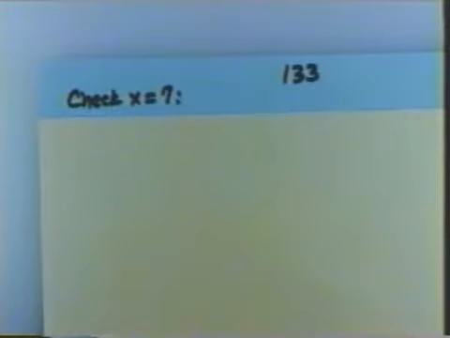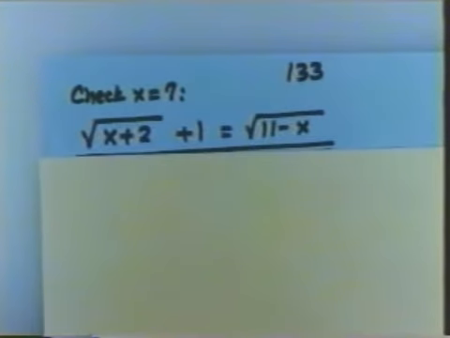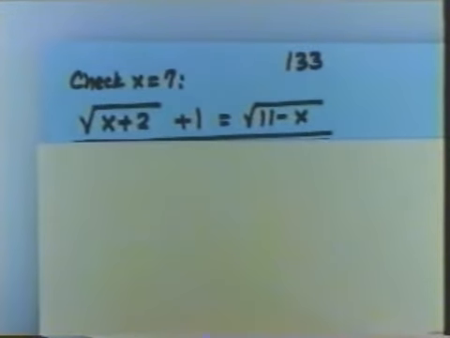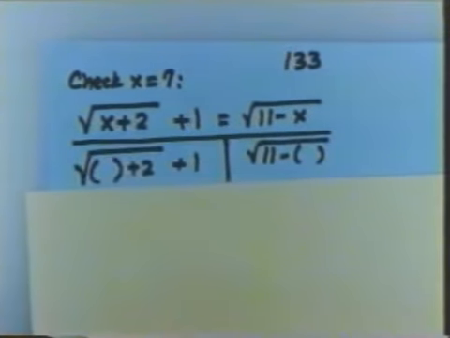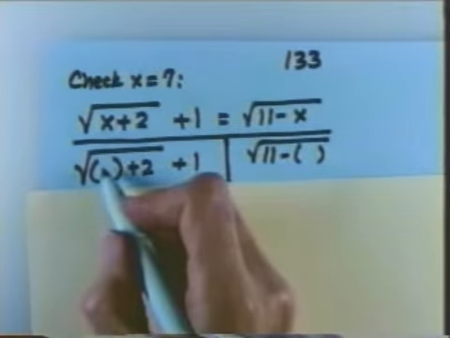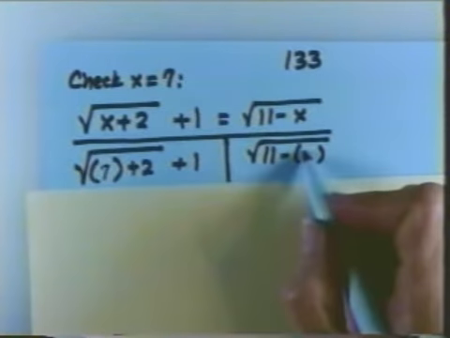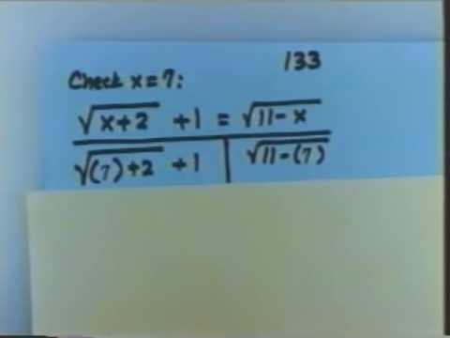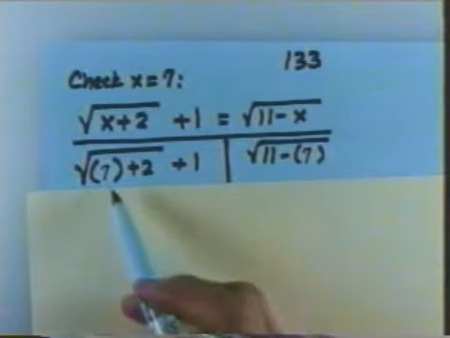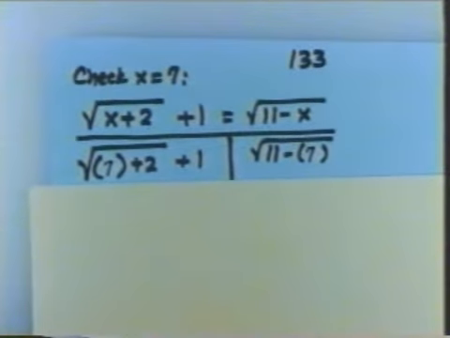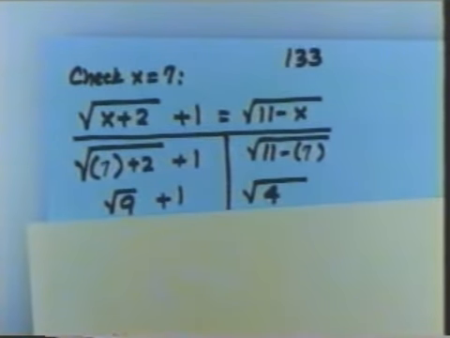Let's check the x equals 7. We check in the original equation. The square root of x plus 2 add 1 equals the square root of 11 minus x. We're going to fill 7 in on the left-hand side, 7 in on the right-hand side. On the left-hand side we have 9 under the radical. On the right-hand side we have 4 under the radical.